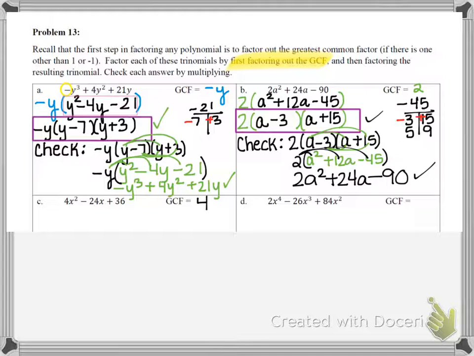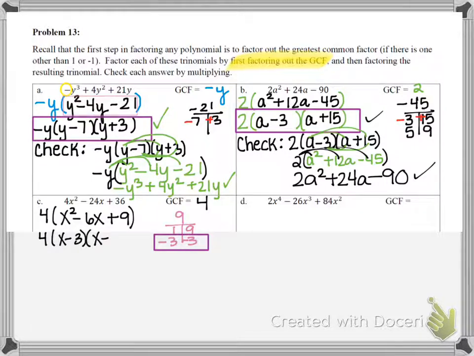Let's go down to part C. My GCF is 4. So that leaves behind x squared minus 6x plus 9. So I need factors of 9 that add up to negative 6. So 1 and 9 won't work, and I want to use 3 and 3. But to multiply to positive 9 and add up to negative 6, both 3's have to be negative. So my binomials become x minus 3, x minus 3.